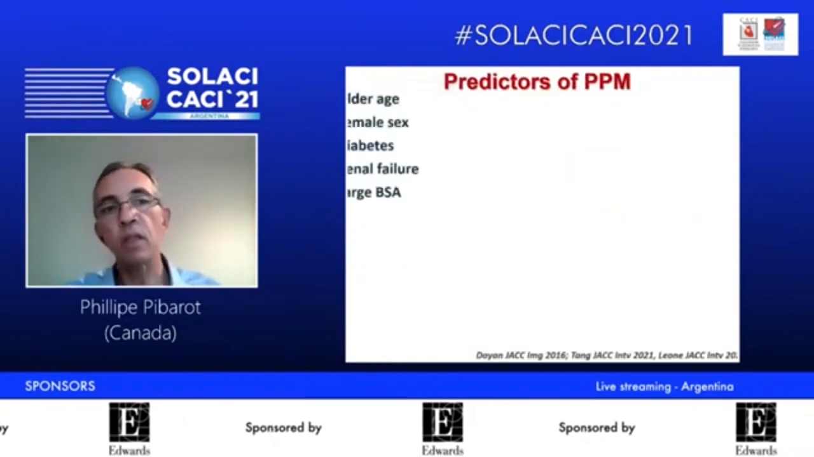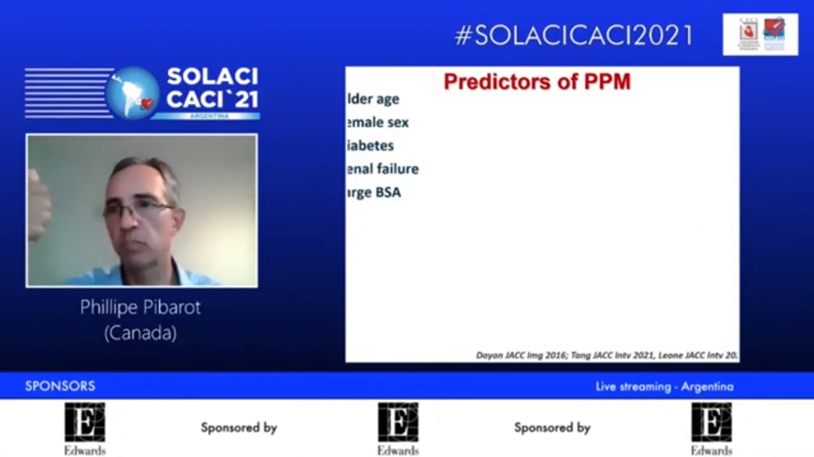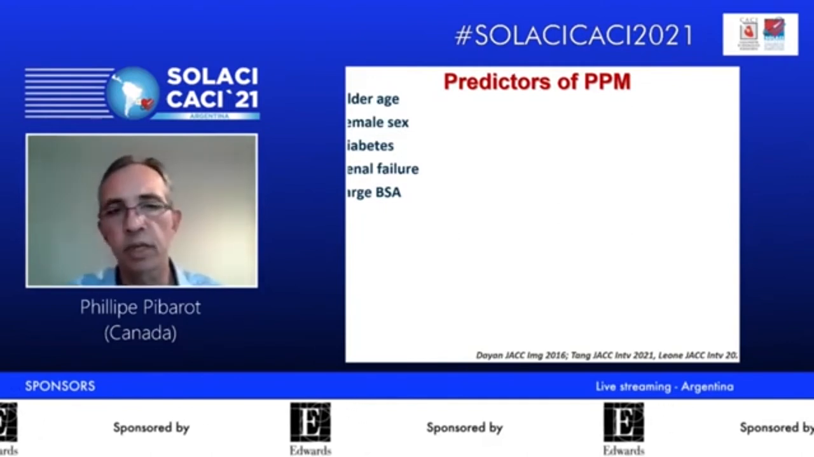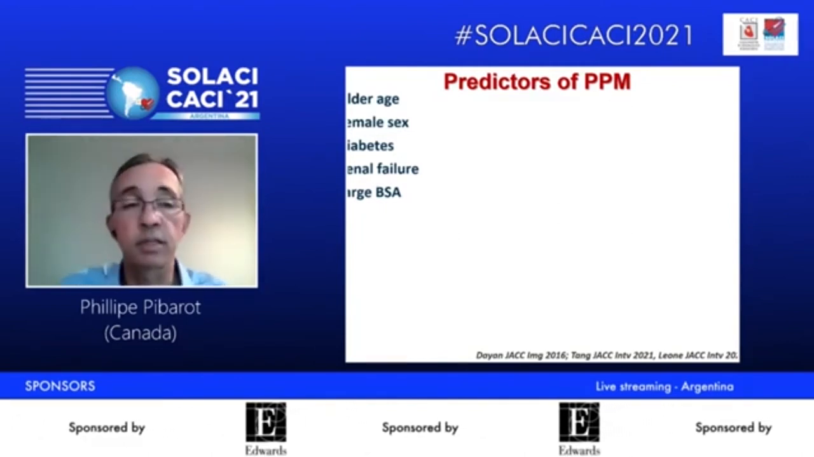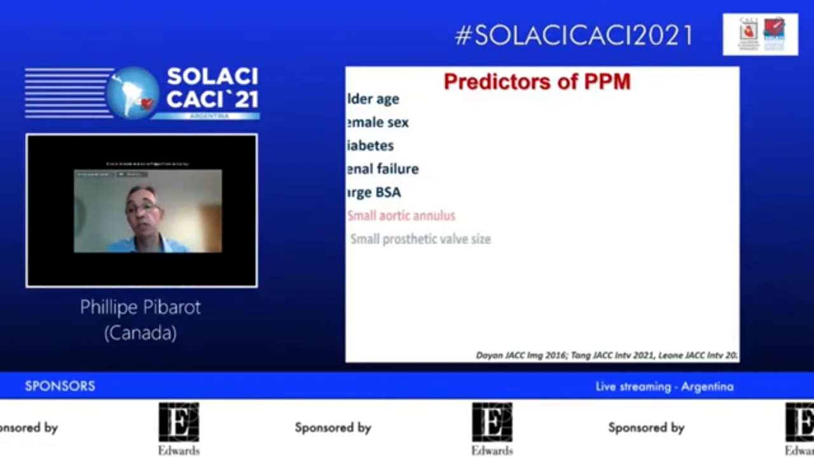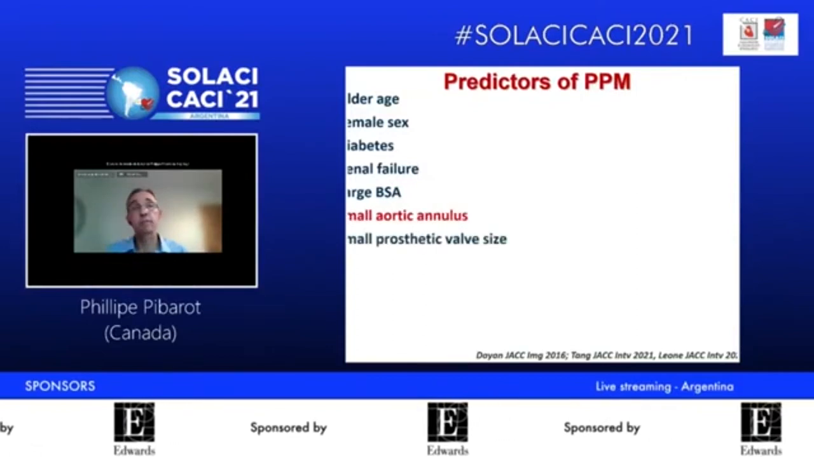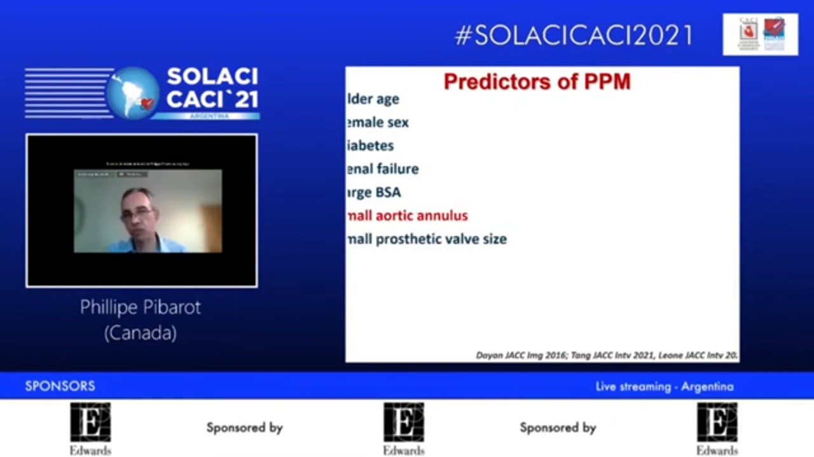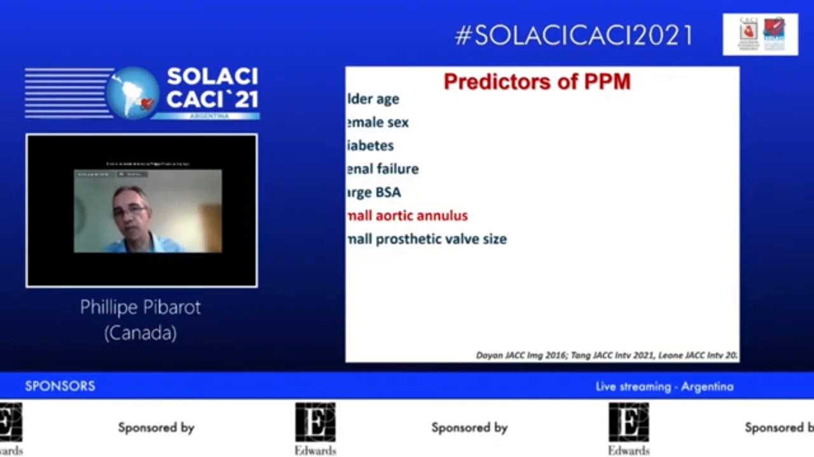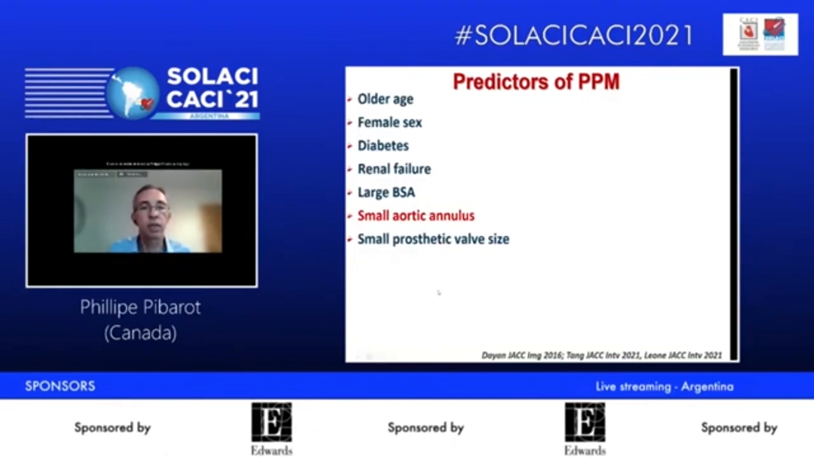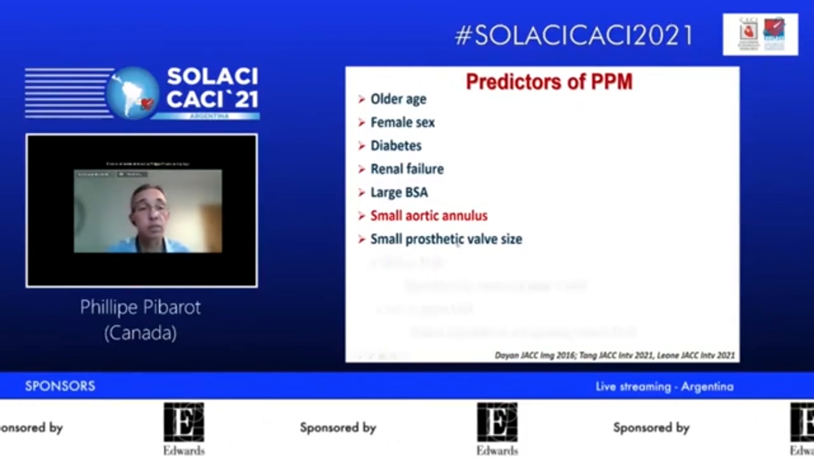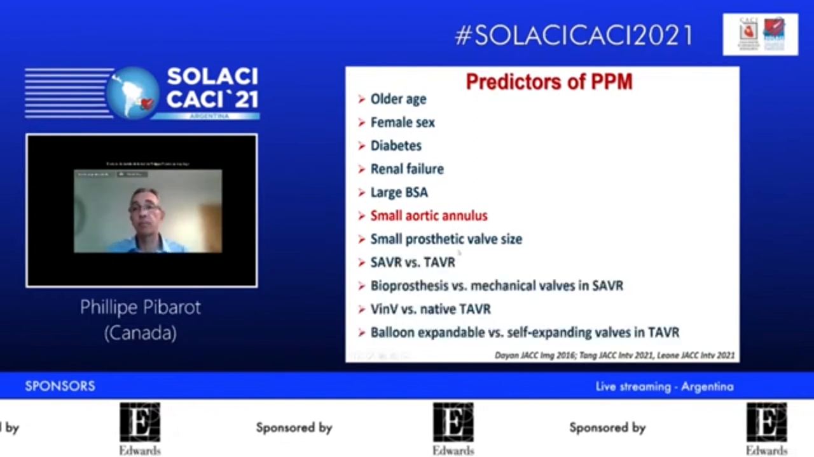So if we look at the predictors of mismatch, you have some patient-related factors: older age, female sex, diabetes, renal failure, hypertension as well that I did not mention here. Very important, and of course expected, larger body size, larger body surface area. And you also have small aortic annulus. Indeed, it comes out in several surgical studies, especially SAVR studies, maybe a bit less in TAVR series, and also small prosthetic valve size. So I would say small prosthetic valve size or female sex are indirectly markers for small aortic annulus. So this is an important risk factor.